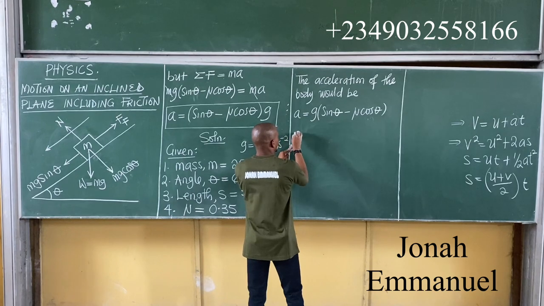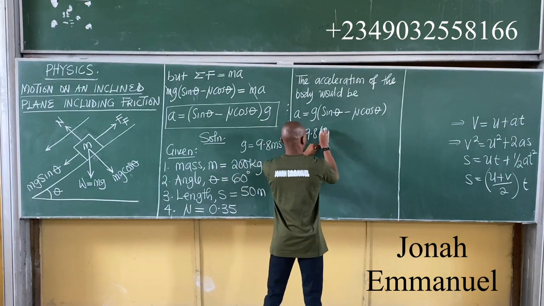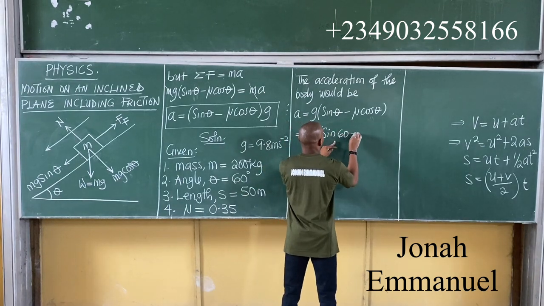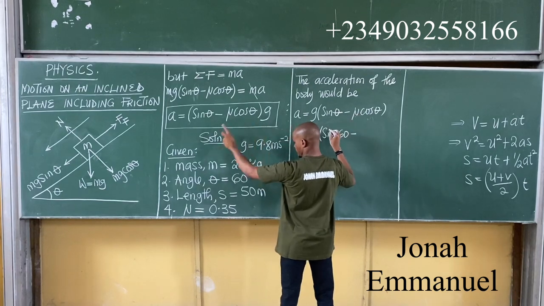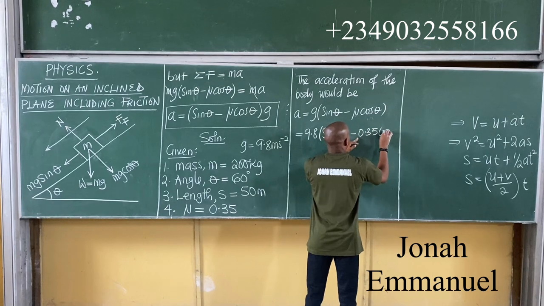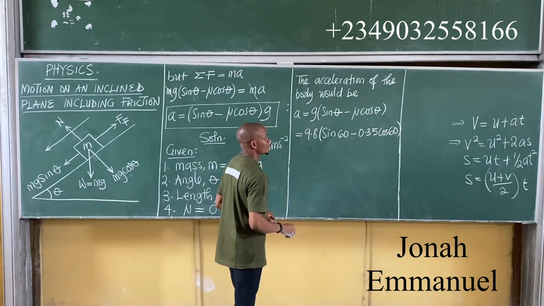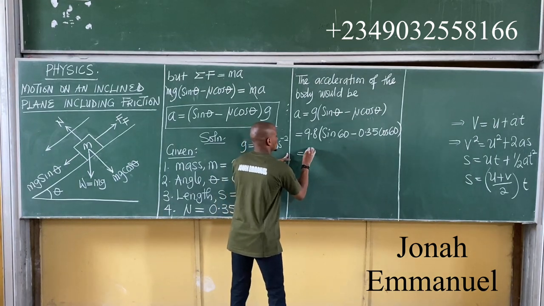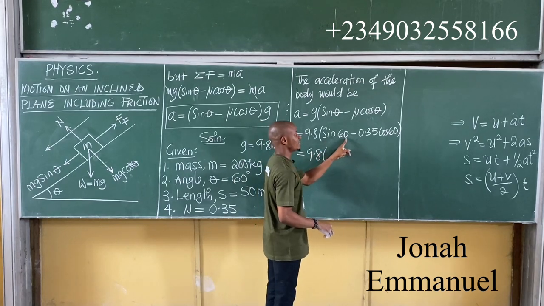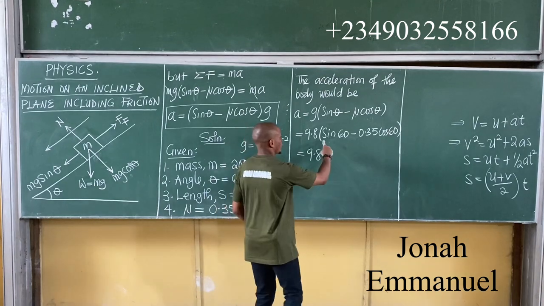In this value, this is equal to g, which is 9.8, into sine theta, which is 60 degrees. So sine 60 minus mu, where mu is 0.35, times cos theta. Theta is 60 degrees, so I have this. Alright, this is equal to 9.8 times sine 60 minus 0.35 cos 60. What's the value? Punch all of this. What do you get?